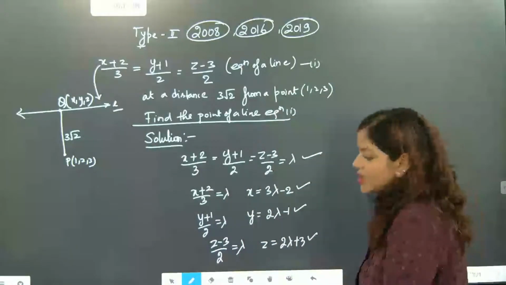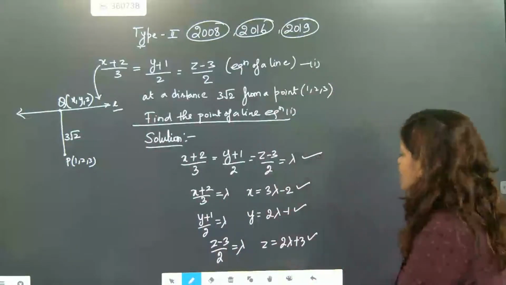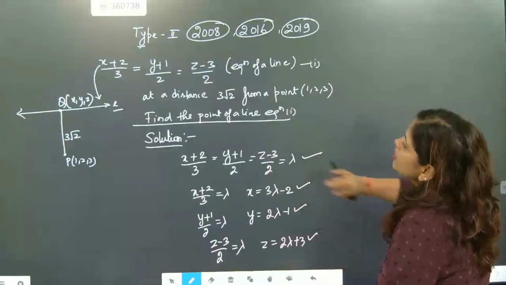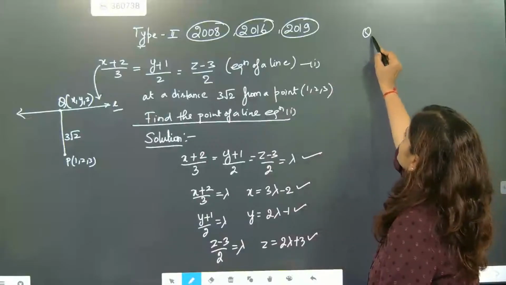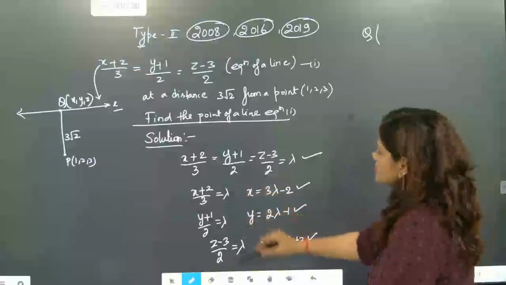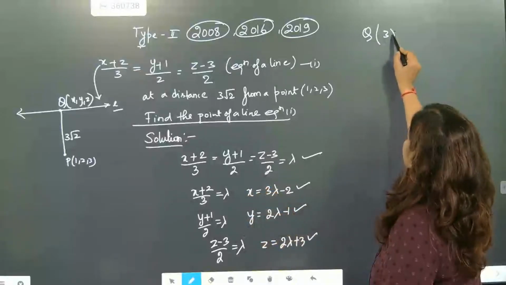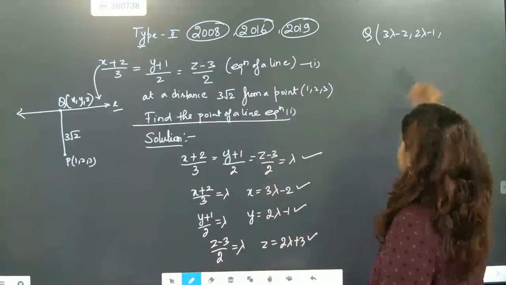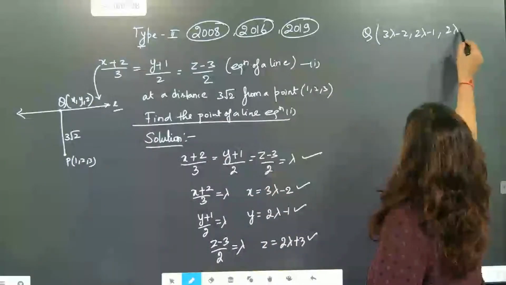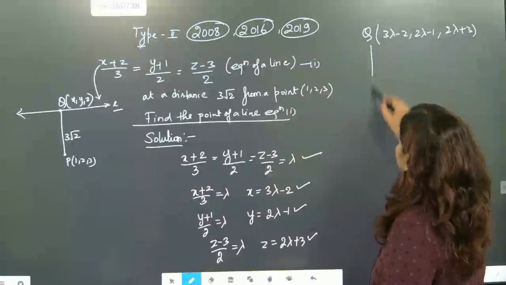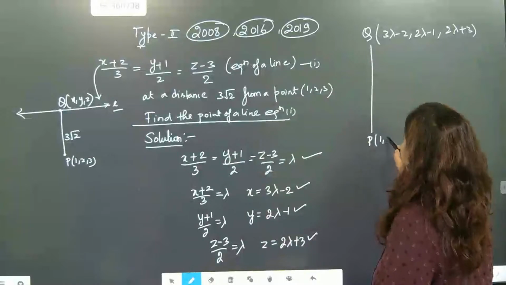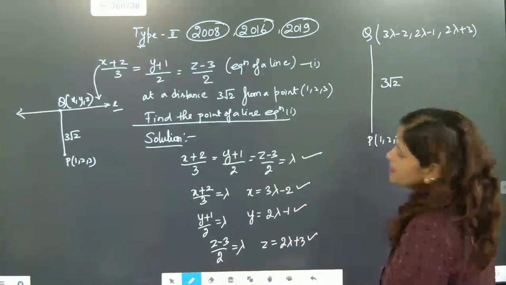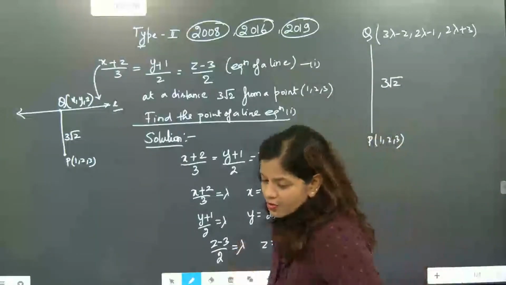Now Q point is coming as 3 lambda minus 2 for x, 2 lambda minus 1 for y, and 2 lambda plus 3 for z. Now beta, what is the P point? P point is 1, 2, 3 and the distance is 3 root 2. Done? So now beta, we are at the jackpot point.